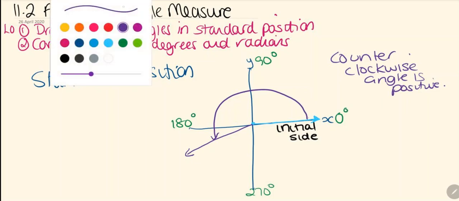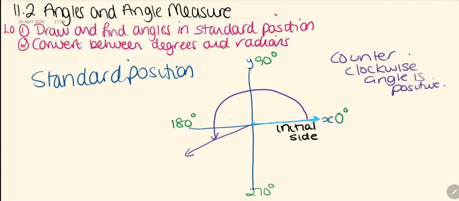So we can say that this here is the vertex, the origin. And then this side here, which is on the negative side, we can say this is the terminal side. So you have the initial side on the positive X and you have the terminal side on the negative. These lines here are called rays.